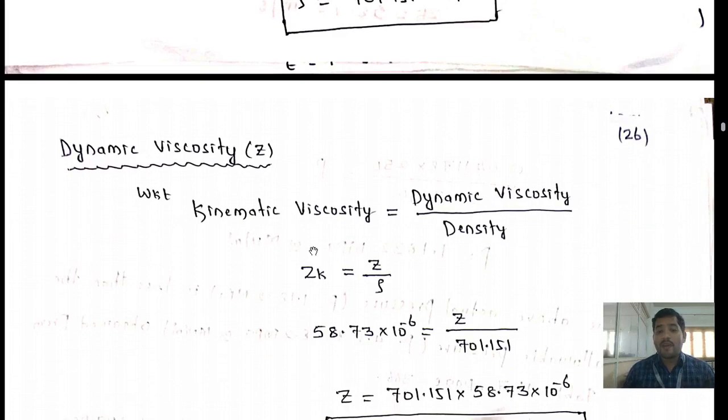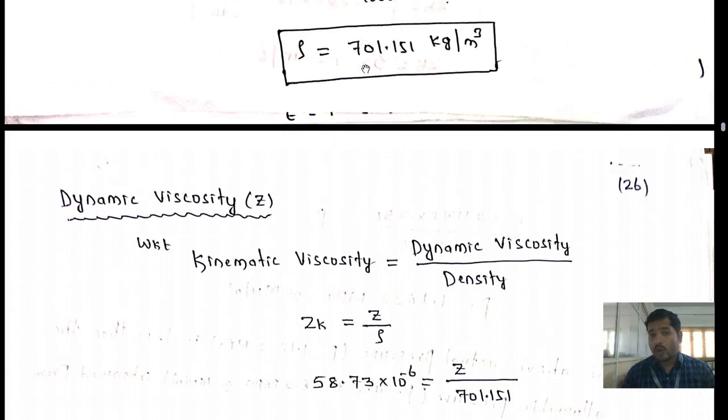So with the help of the kinematic viscosity formula, kinematic viscosity equals dynamic viscosity by density. This kinematic viscosity is represented by Zk. Kinematic viscosity equals dynamic viscosity, you can represent by Z or by Zd, divided by density as it is. This kinematic viscosity, we already found the value 58.73 into the power minus 6, equal to Z as it is. So dynamic viscosity keep as it is.